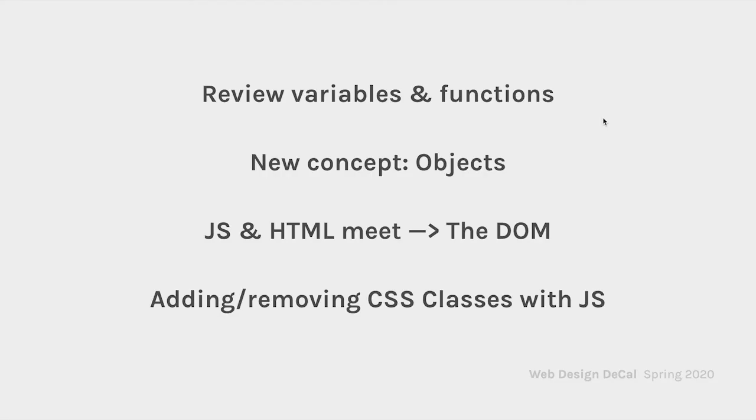In today's agenda, we're going to start out by reviewing variables and functions to make sure you understand that from last week's lecture. Then we're going to go over a new concept, JavaScript objects, which is going to help us understand the rest of our content. We're going to talk about how JS and HTML actually meet through the document object model, or the DOM for short. And then we're finally going to go over how to add and remove CSS classes with JavaScript.